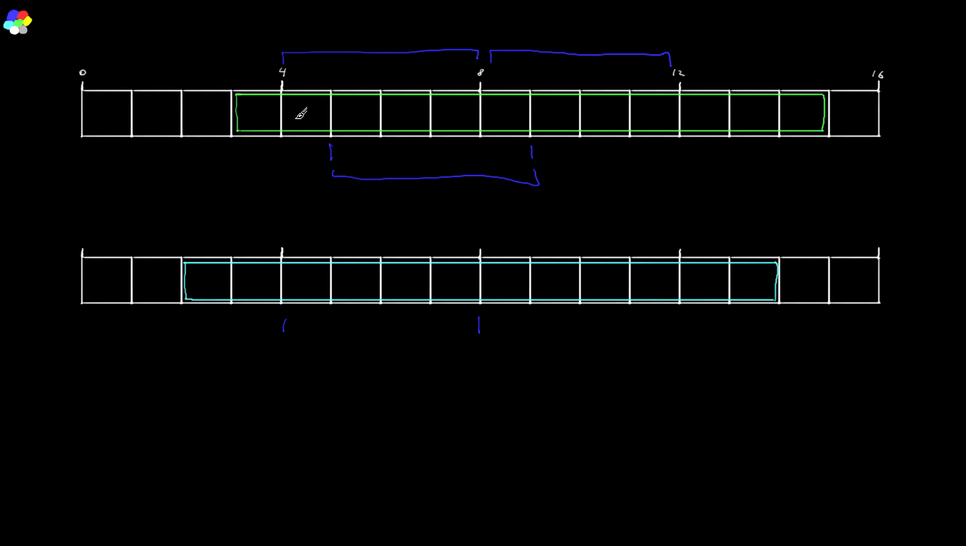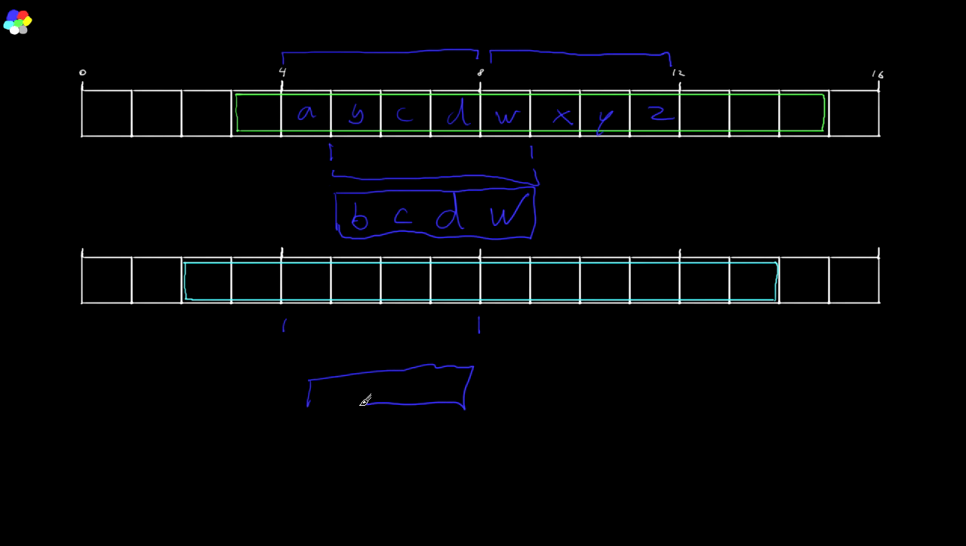So let's take a look. Let's give them names. We'll call this one A, B, C, and D, and we'll call this, let's see, W, X, Y, Z. Now, our final result is going to be B, C, D, W. So how do we get that? Well, what you do is you load A, B, C, and D.